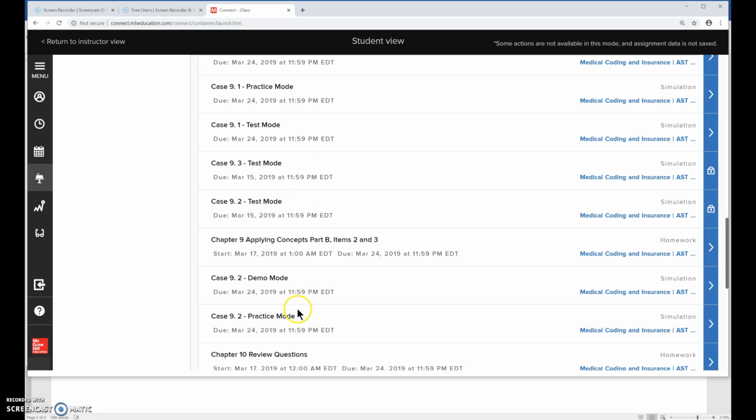Now 1 and 2, I revise what I said earlier. 1 and 2, you have a practice and a demo mode. For case 9-3, you will not have demo and practice modes, as you should be familiar at this step on how to complete the form. So for 9-3, you only have test mode.